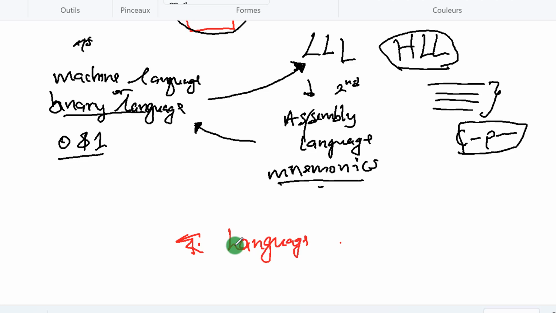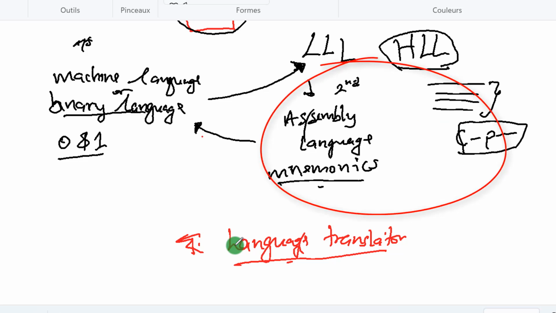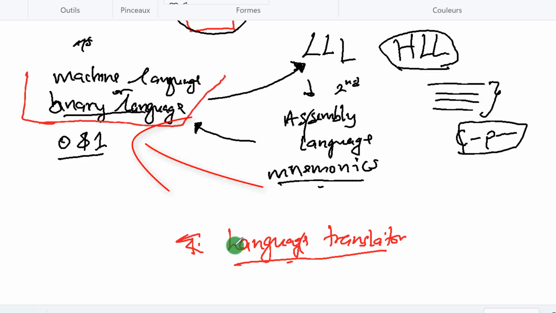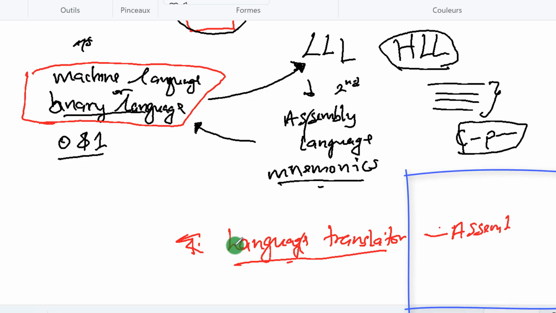So a language translator is just a tool, or you can say software, that translates a program written in assembly or a high-level programming language into machine language, or binary language. Good. Now we have different types of language translator. This is what we call an assembler. This is what we call a compiler, and this is what we call an interpreter.